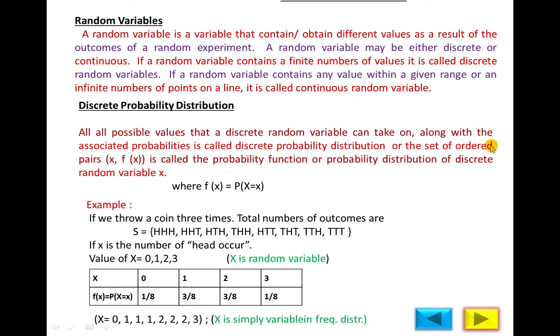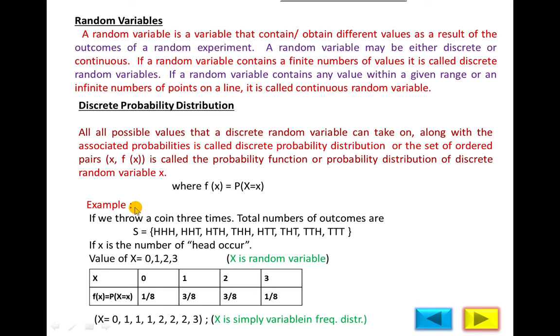So the set of ordered pairs x, f of x is called the probability function or probability distribution of the discrete random variable X, where f of x is equal to the probability that X is equal to x. So this is an example. You have solved this example 2 or 3 times in different headings. In the definition of the sample space and event you have used this example, and in probabilities you have used this example. Now again we will use the same example.